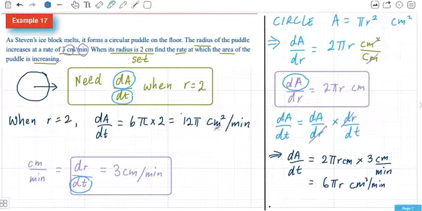So that means that the radius is 2 centimetres for that particular circle. The rate at which the area of the puddle is increasing would be 12 pi centimetres squared per minute. So that's the rate of area increasing with respect to time for this question. I'd leave it in that form as well, so don't take it into a decimal, leave it in exact form.